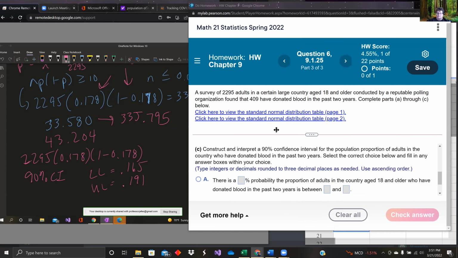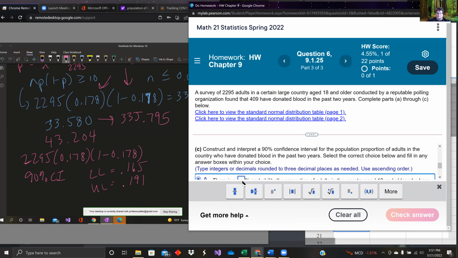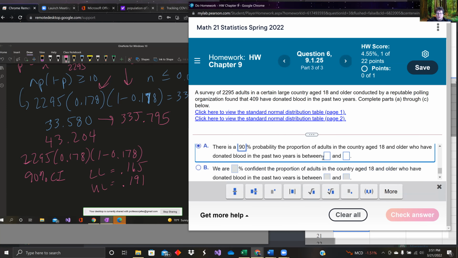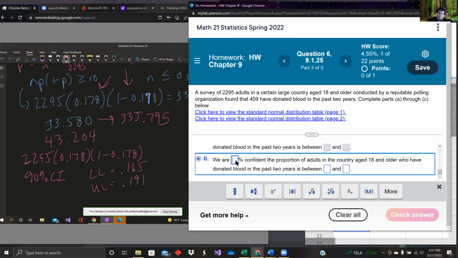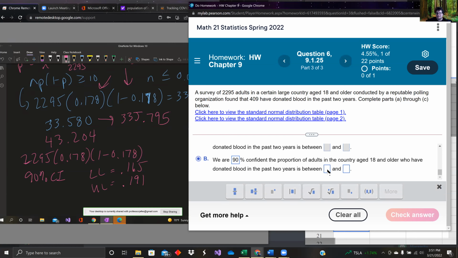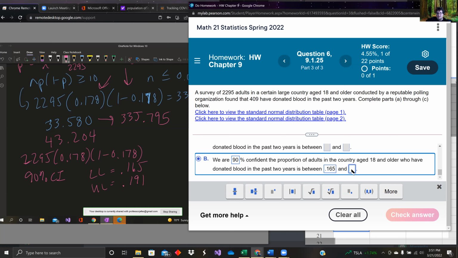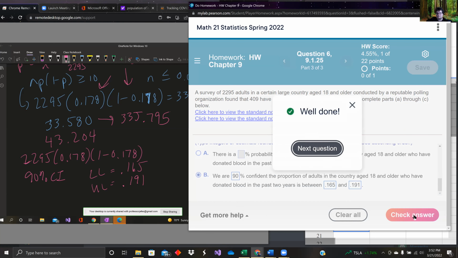So there is a 90% probability. That's not what we want. That's not right at all. We are 90% confident. It's not a probability, it's a confidence level. We are 90% confident that the proportion of adults in the country that, blah, blah, blah, is between 0.165 and 0.191. There we go.